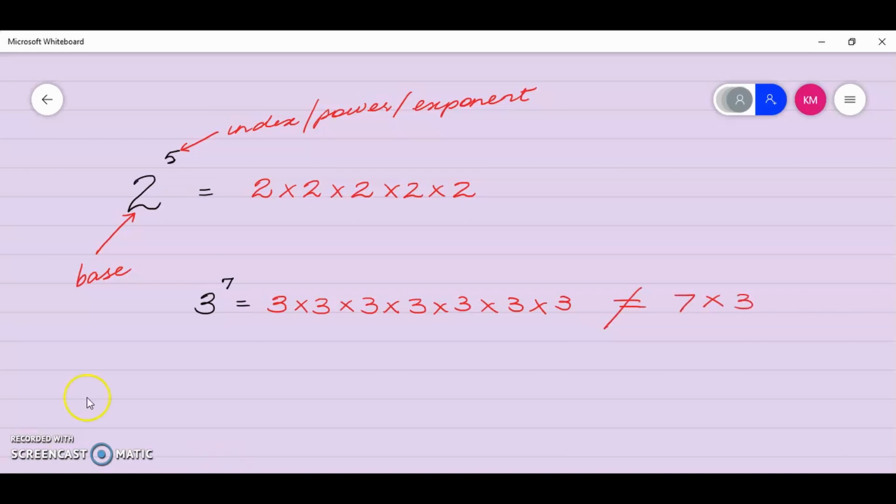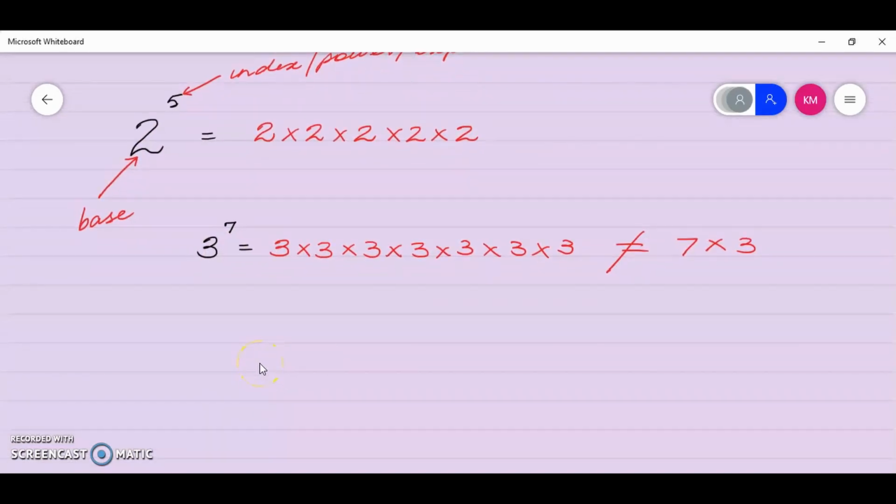So do not confuse your expansion of an index number with this part here. Remember, 3 by 3 is 9, and 9 by 3 is 27. 27 by 3, you work that out, and you just continue to multiply by 3. Unlike here, you have 7 multiplied by 3 to give 21. So do not confuse the two here. Now, there are some exceptions to this rule, and we are going to look at them now.